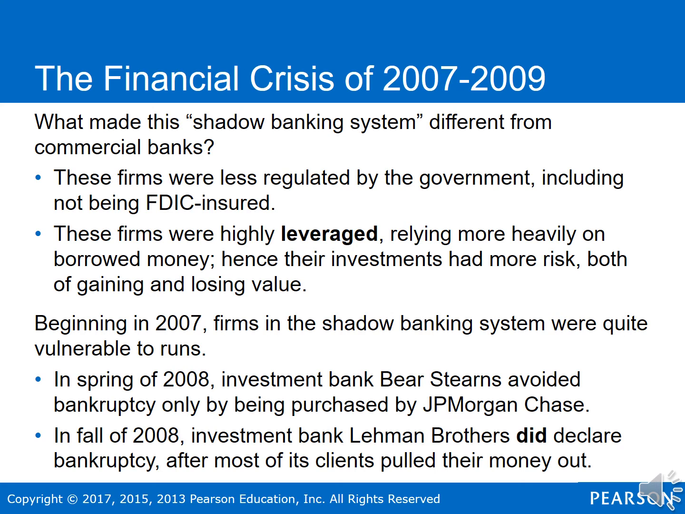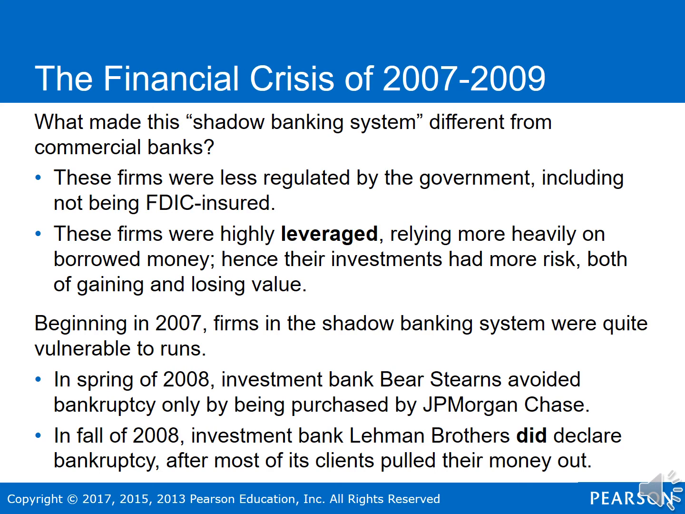When things are doing good, when the economy is performing well, that's a good way to make money. But when there's a downturn, it's a very easy way to lose a lot of money in a very short amount of time. And that's what we saw happen. So beginning in 2007, firms in the shadow banking system were quite vulnerable to runs.